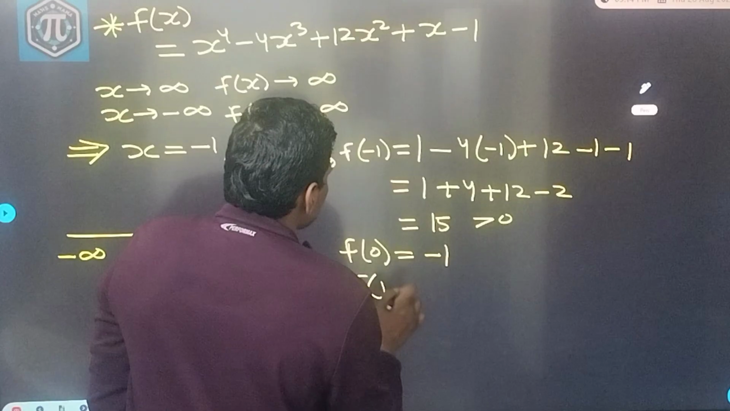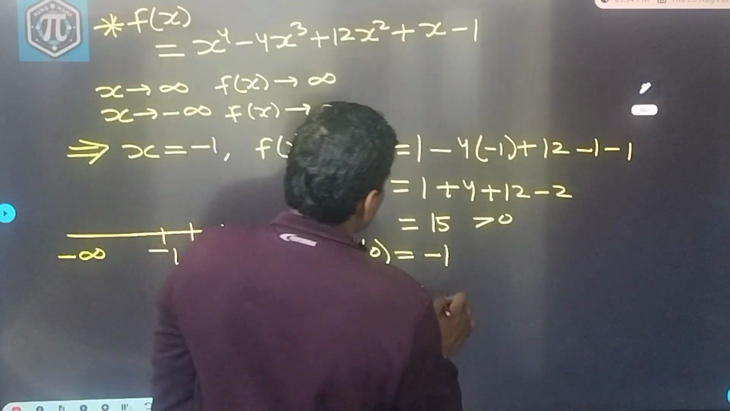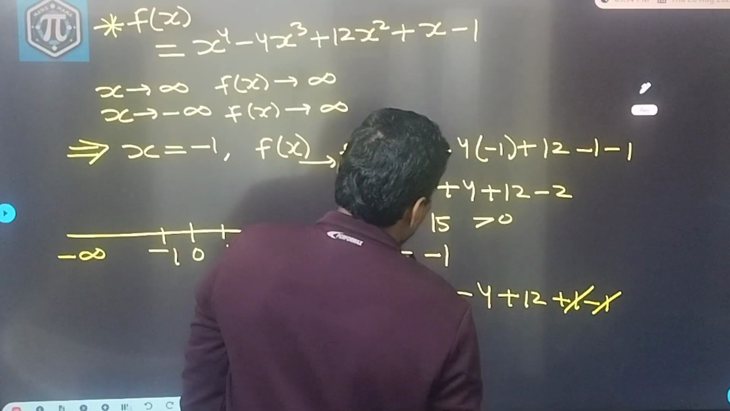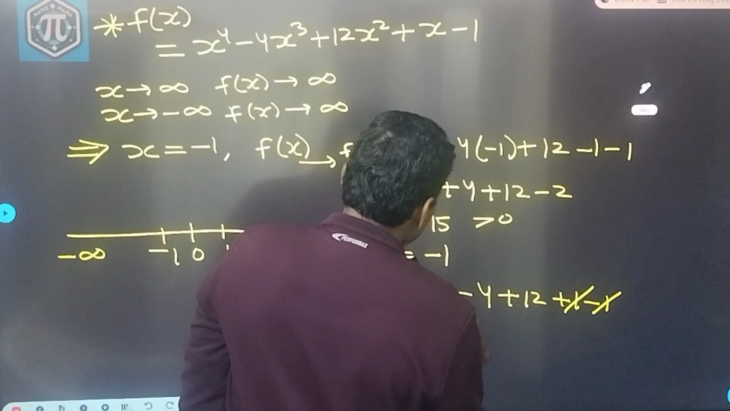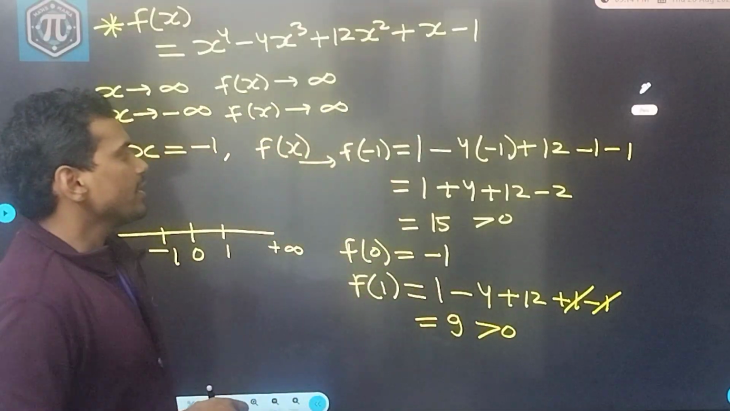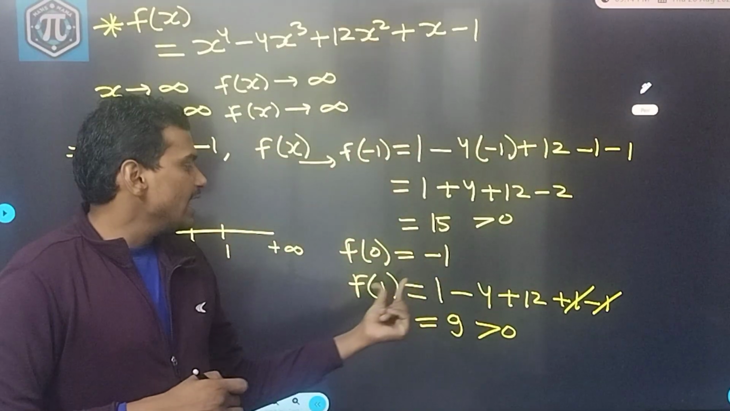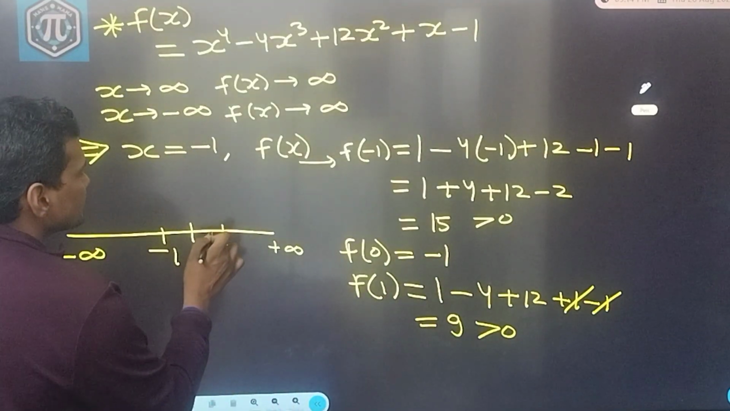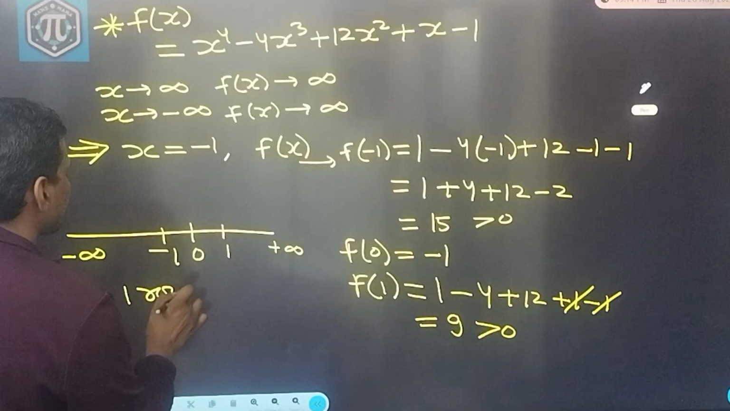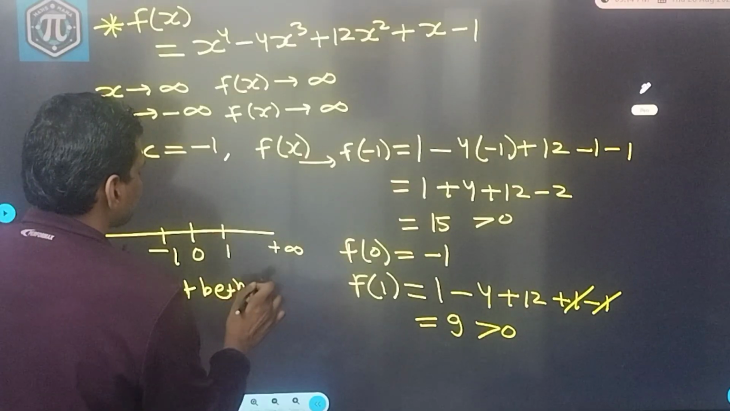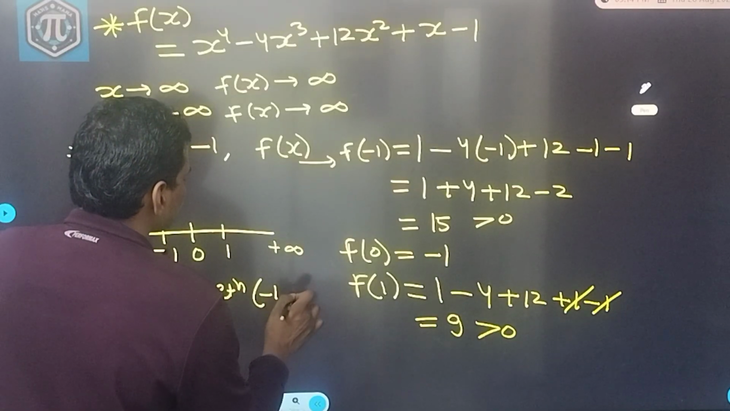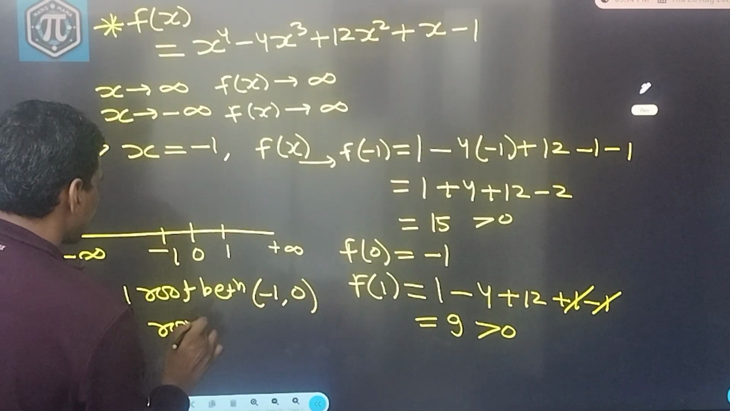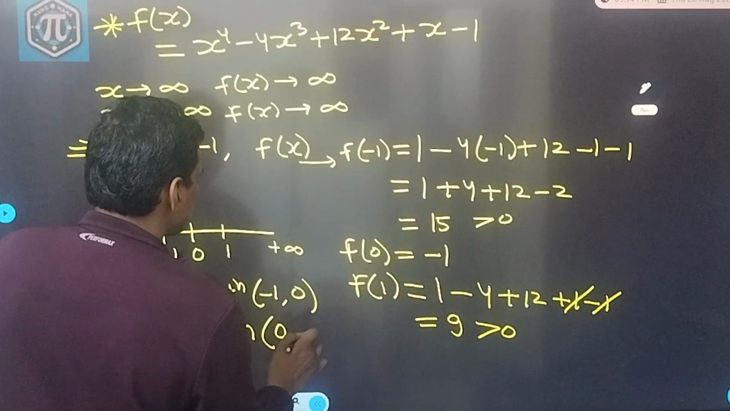Now we are going to see what is f of 1. So if you calculate 1, then you will get 1 minus 4 plus 12 plus 1 minus 1. That is 9. That is greater than 0. Now you can see f of 0 was negative and f of 1 is positive. Right? So one root will be between 0 and 1. So one root between minus 1 and 0 in this interval and one root in 0 to 1 interval.